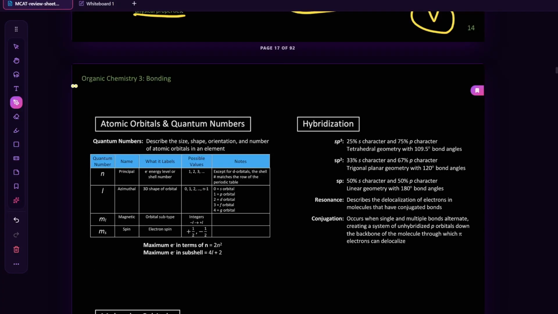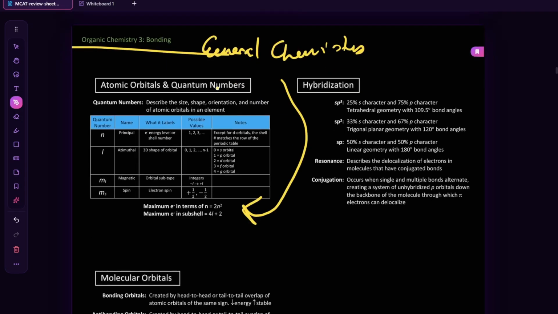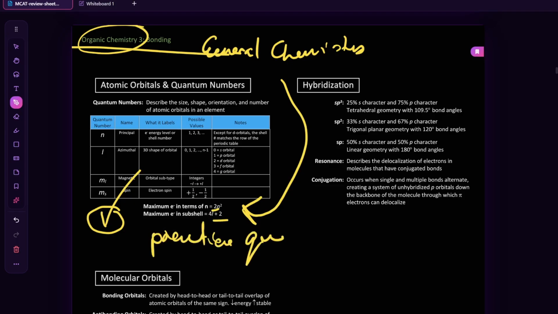All right, organic chemistry 3 should be review if you've done general chemistry on bonding already. So all of this should be review. I recommend just going back to my general chemistry video of the chapter on bonding and quantum numbers. All the quantum numbers are listed for you here. So you should be good with this. If you don't know this, you should not be on organic chemistry first. Go back to general chemistry and review quantum numbers and how to do these formulas, and also how to do practice questions with them.